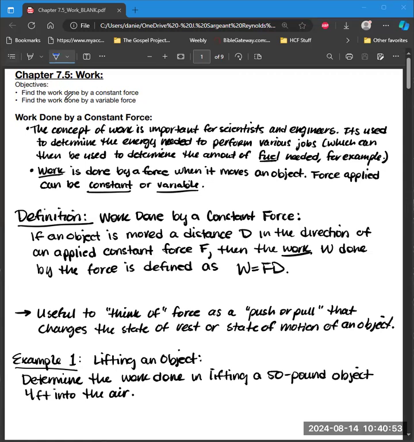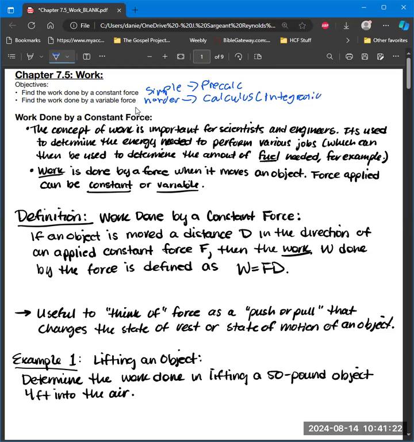But the objectives here for sure are to find work done by a constant force and to find work done by a variable force. This is a very simple situation if it's a constant force. This is a harder situation. This is pre-calculus, and this is calculus. So this requires integration. This is just a basic formula.